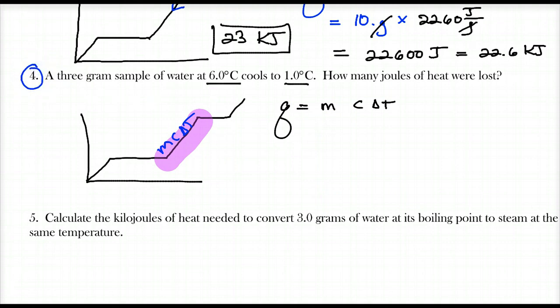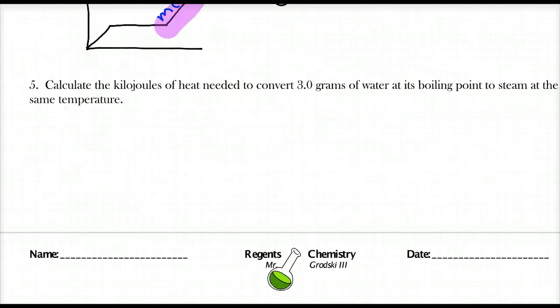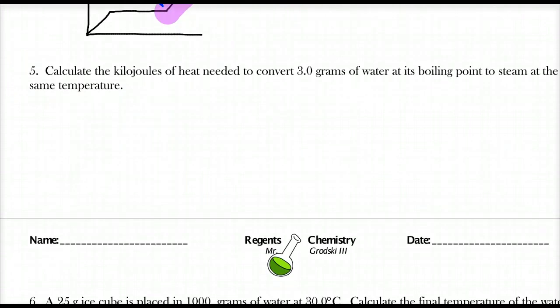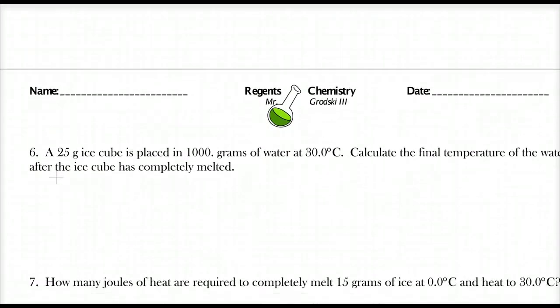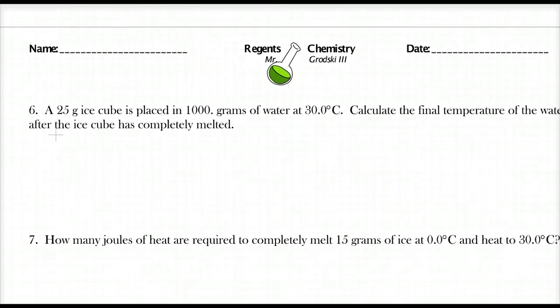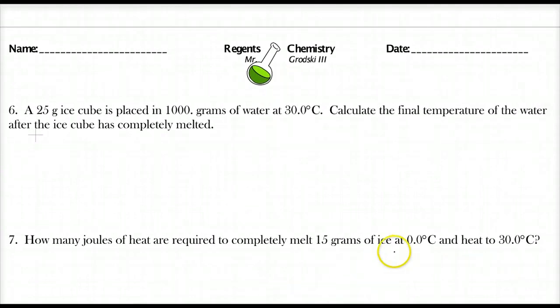Let's continue on. Number 5, calculate the kilojoules of heat needed to convert 3 grams of water at its boiling point to steam at the same temperature. I'm going to let you do that for homework. And I want you also to finish number 4. Let's do another one over here. Let's try some of these. Number 6, a 25-gram ice cube is placed in 1,000 grams of water at 30 degrees Celsius. Calculate the final temperature of water after the ice cube is completely melted. Well, I'll let you finish this one.